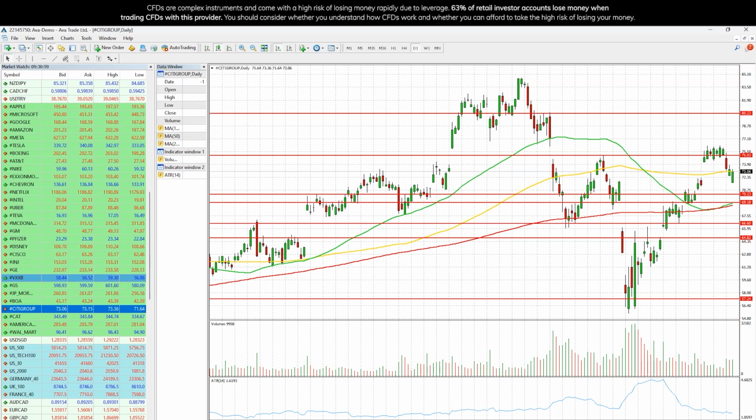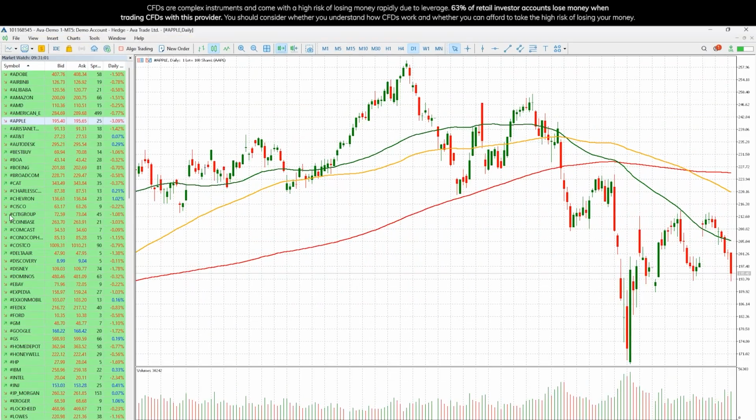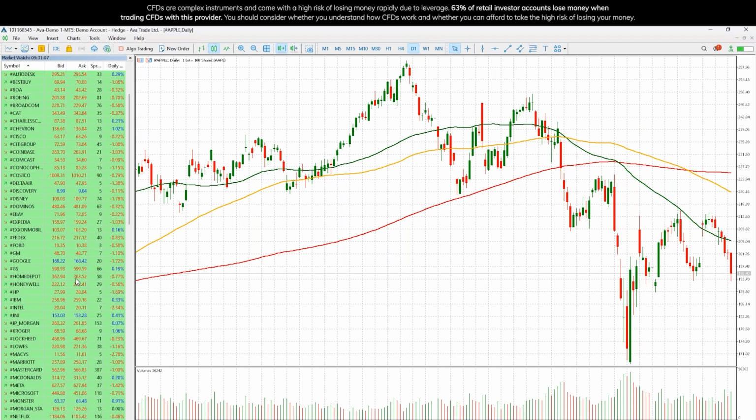Now, NVIDIA, this is the key point of the week as far as the earnings. We have NVIDIA reporting on Wednesday after the market close.